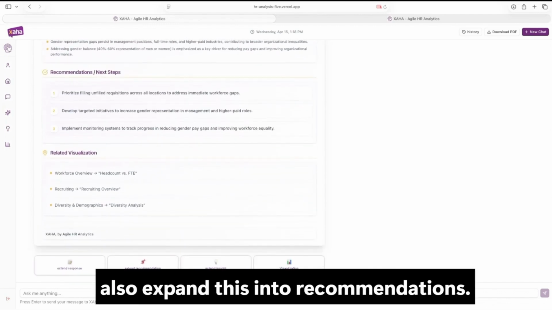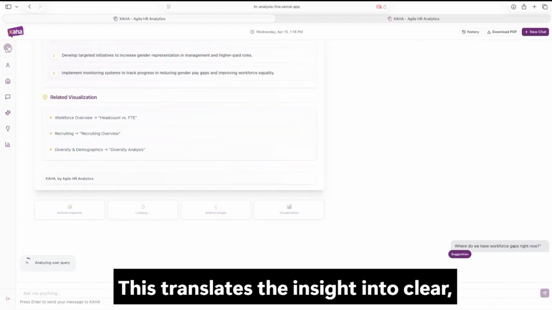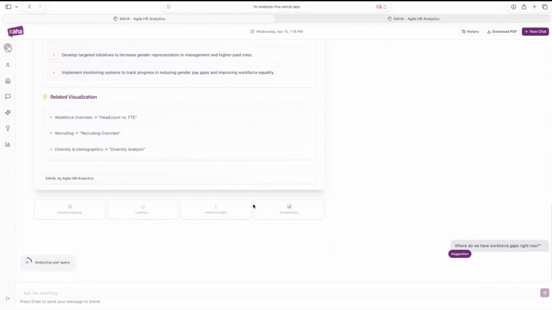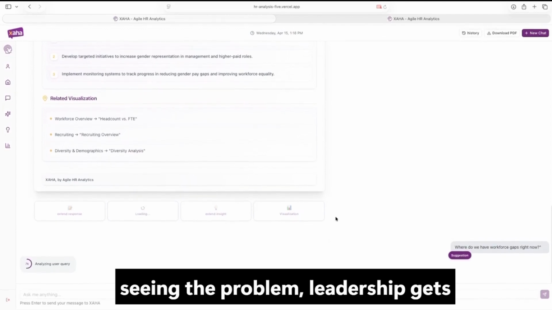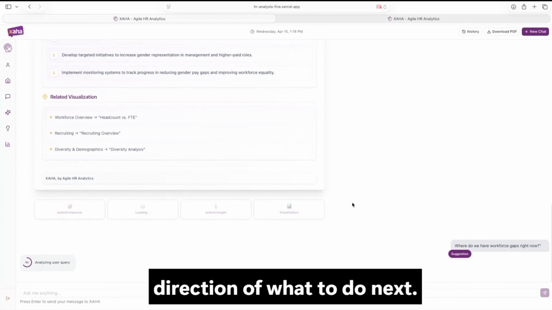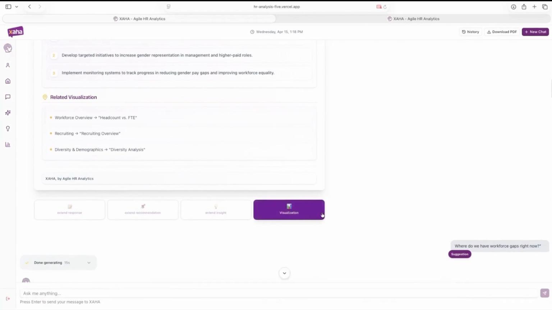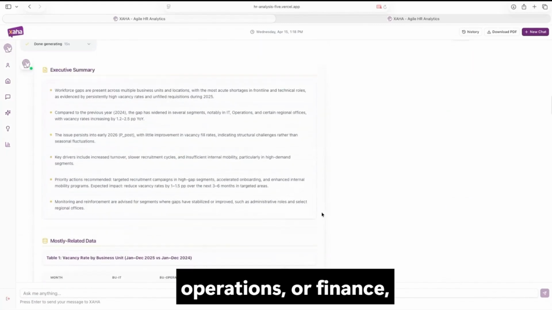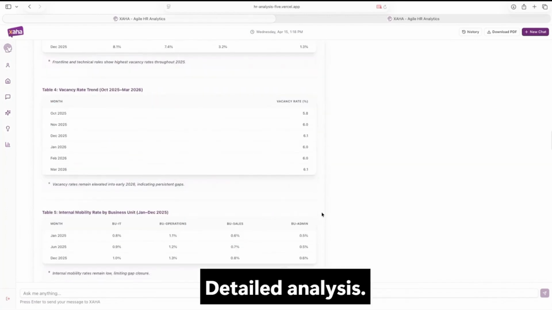We can also expand this into recommendations. This translates the insight into clear, practical actions. So instead of just seeing the problem, leadership gets direction of what to do next. Again, this can be shared across HR, operations, or finance, executive leadership team. Detailed analysis.